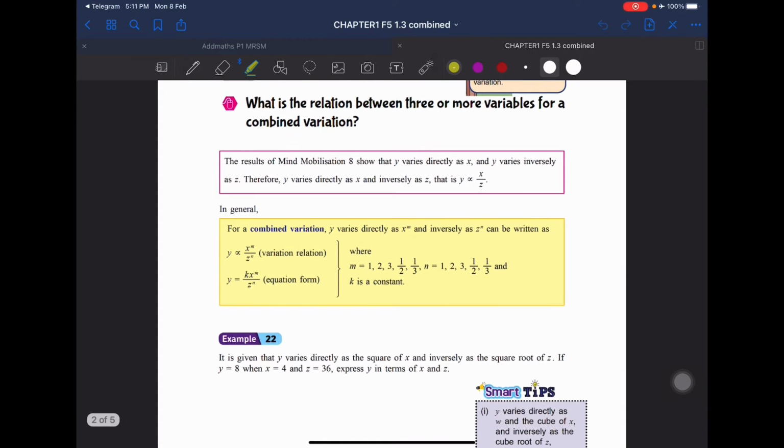Look at the yellow box there. In general, for a combined variation, y varies directly as x power of m and inversely as z power of n, and it can be written in this form. The first form is the variation relation form and the second one is the equation form. The process of converting the variation relation form into equation form is the same as the previous two.